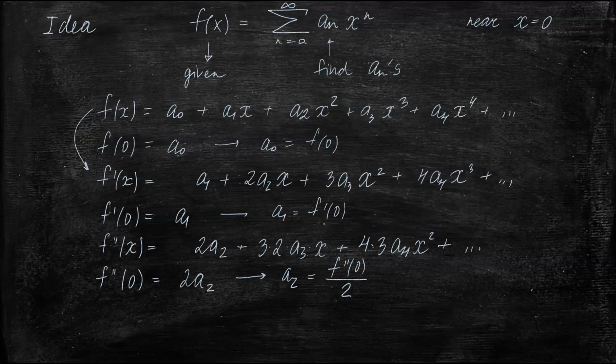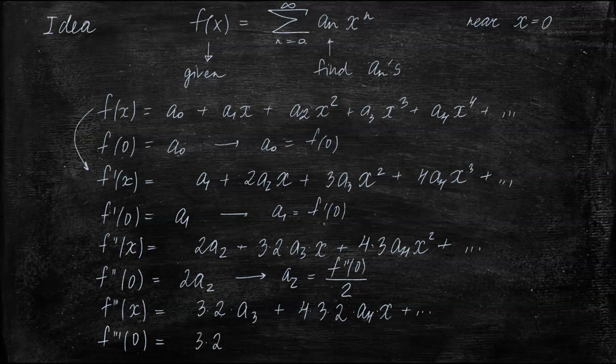Now we are ready to actually try to figure out the pattern. So the third derivative we're going to write out with the goal of figuring out the pattern. When we plug in 0 into the third derivative, we're going to have 3 times 2, which is 6a3. So a3 will be equal to the third derivative evaluated at 0 divided by 6, but that 6 can be written as 3 times 2.